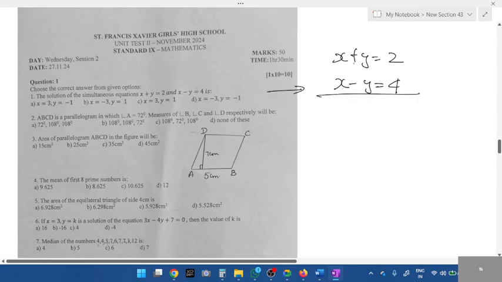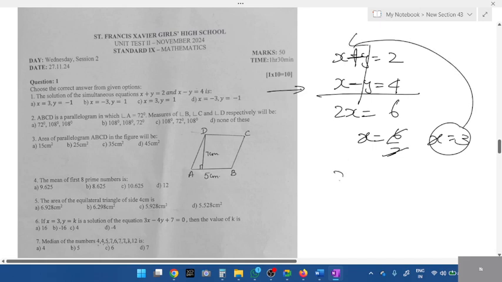How do you eliminate this? Which one will get cancelled? Already both are opposite, right? You'll know how to solve. Cancel it. X plus X is 2x. 2 plus 4, 6. What is the X value? Yeah, substitute in the first equation. 3 plus Y is equal to what? What is the Y value? Which option? 3 minus 1. Answer?